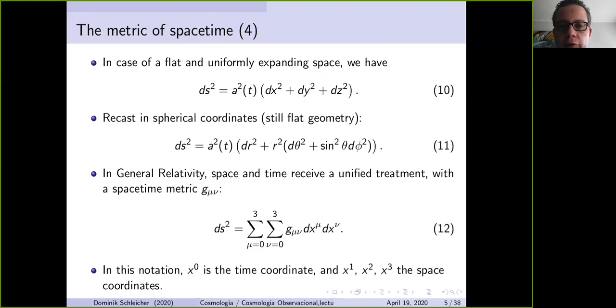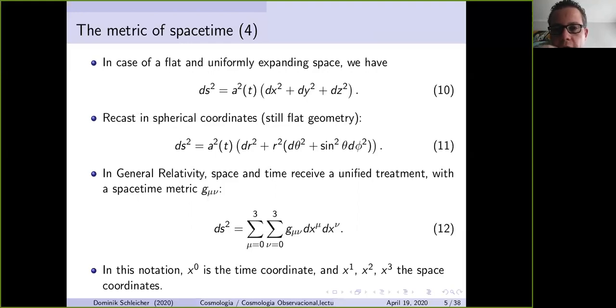And of course, we don't have to write this in Cartesian coordinates. It can be written also in spherical coordinates, which is done here in equation 11. So here we just replace dx square plus dy square plus dz square with the expression from the spherical coordinates, the same way as we did it before. And that still corresponds to a flat space-time. The only thing we've done here is change our coordinates.